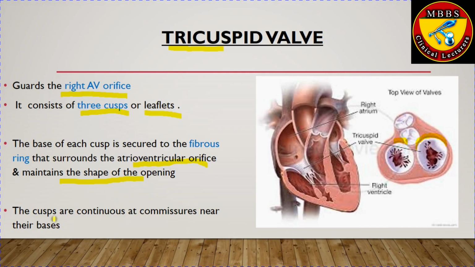Now these three cusps are continuous at the commissures near their bases. The word commissure means unison. So these three leaflets, or these three cusps, are united at the region of the commissures.